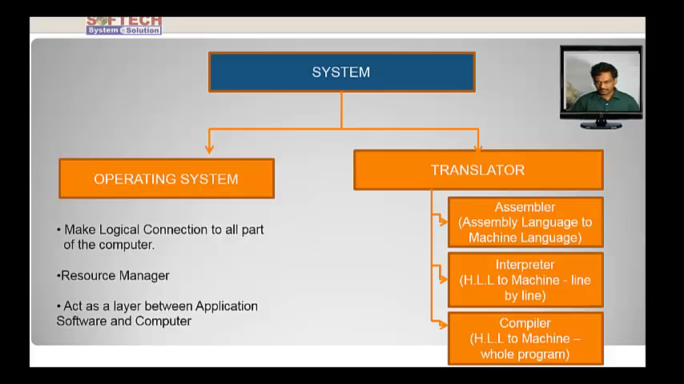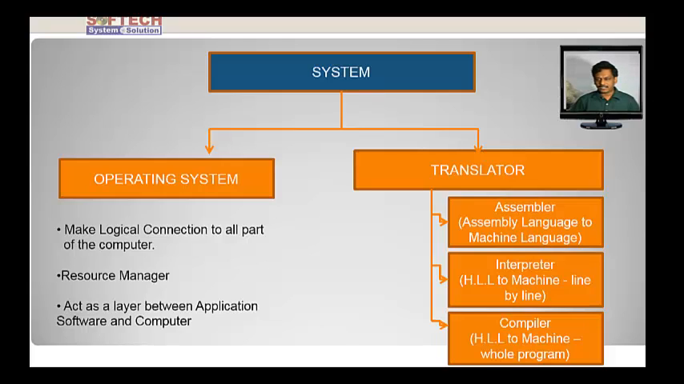In a similar way, a computer system also has a translator that translates the human understanding program into machine understanding form. So it also translates one kind of language into another kind of language, that is, human understanding language into machine understanding language. This is the translator of the computer system. The translator is also classified into three types.